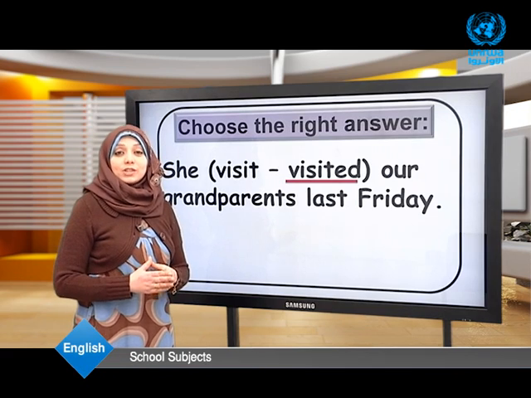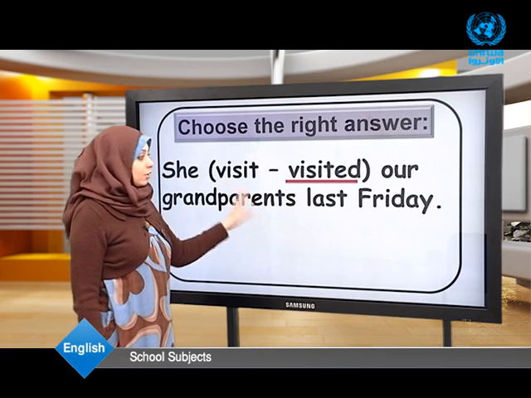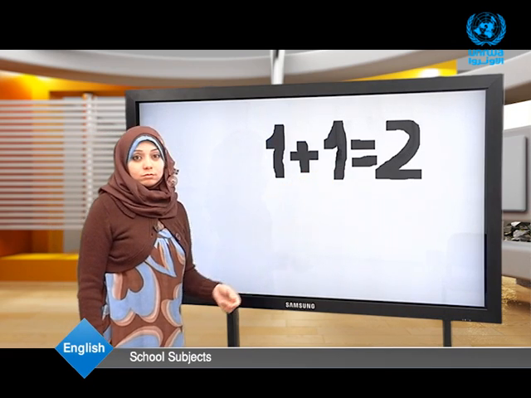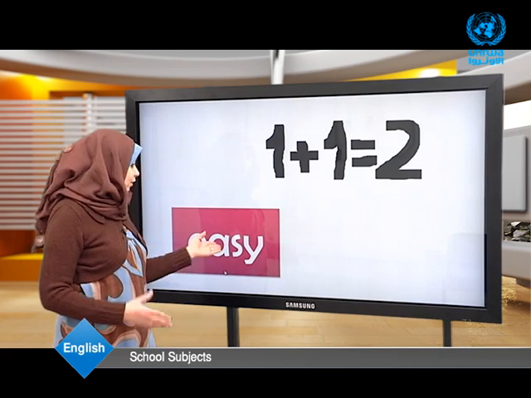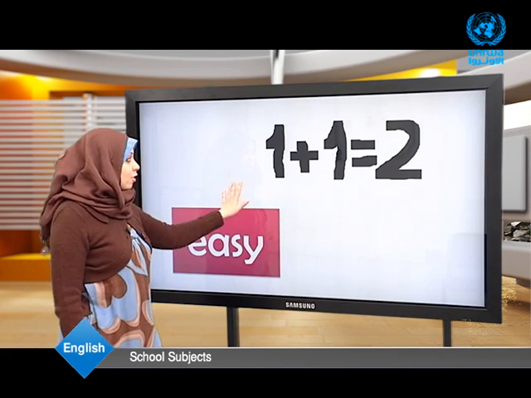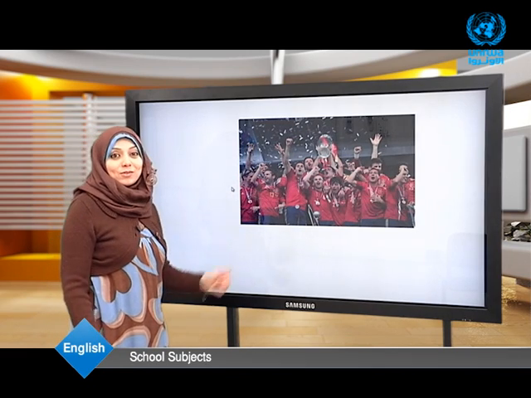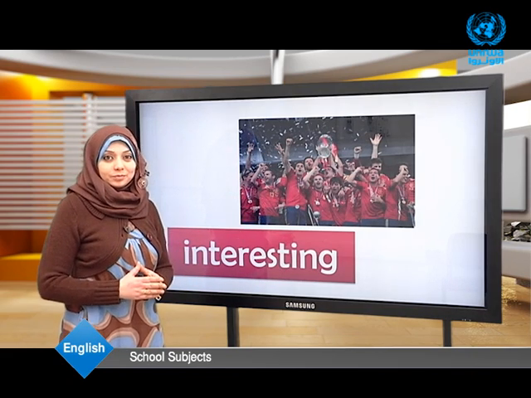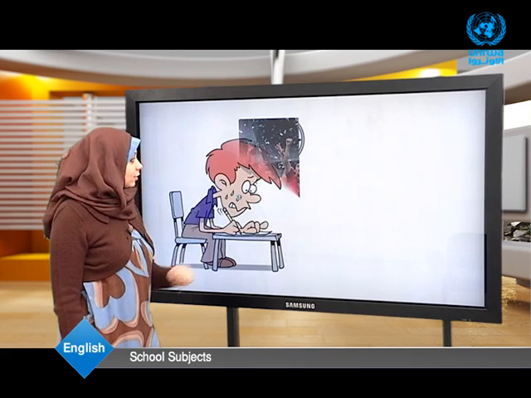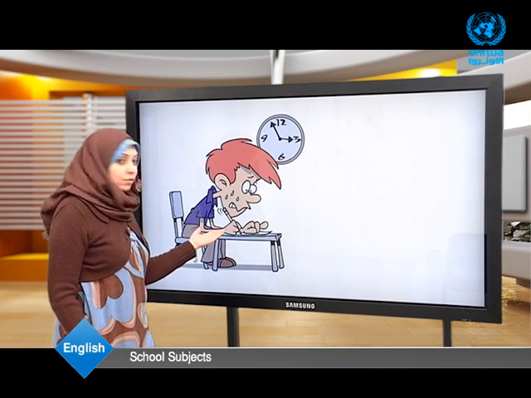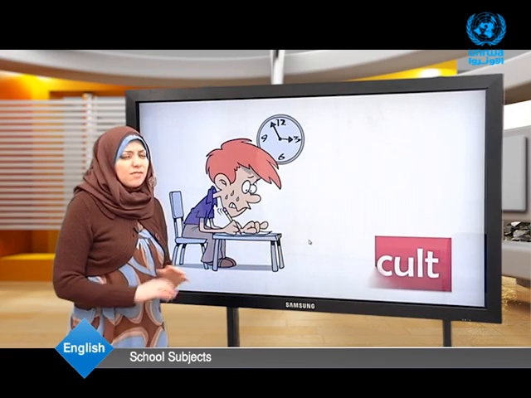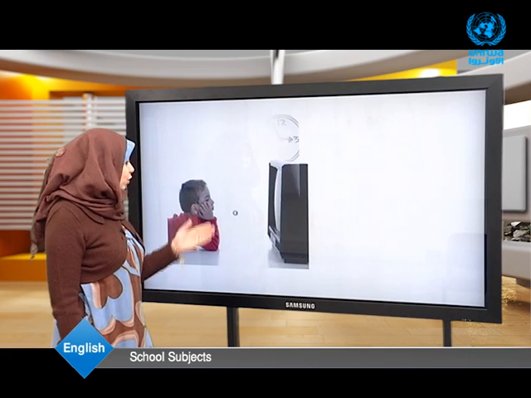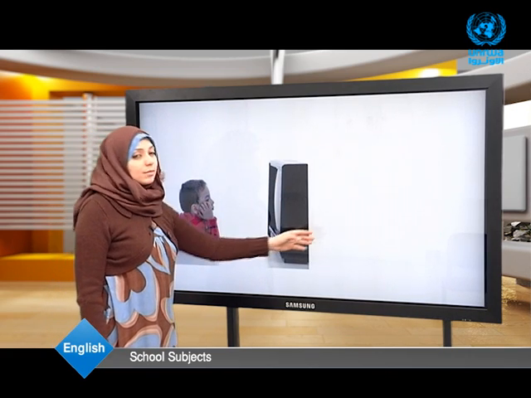Thank you. Let's learn a new group of adjectives. Look carefully. Look here. 1 + 1 = 2. It's easy. Okay, what about this one? Wow, it's interesting. A football match is very interesting. What about this one? Look here. Oh, it's difficult. This exam is very difficult. I can't do it. And the last one, look carefully. This film is very boring.